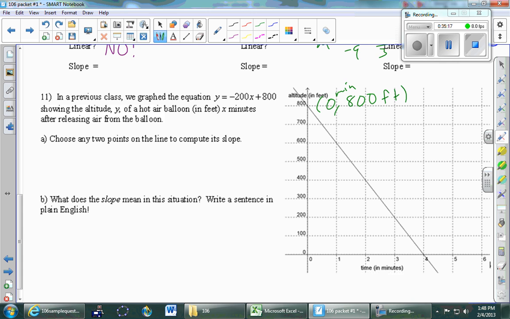And then we had down here the horizontal intercept, which is 40. So after 40 minutes, the balloon is 0 feet off the ground. It's on the ground after 40 minutes. Okay, but now we're going to talk about the slope. So part A, choose any 2 points on the line to compute its slope.